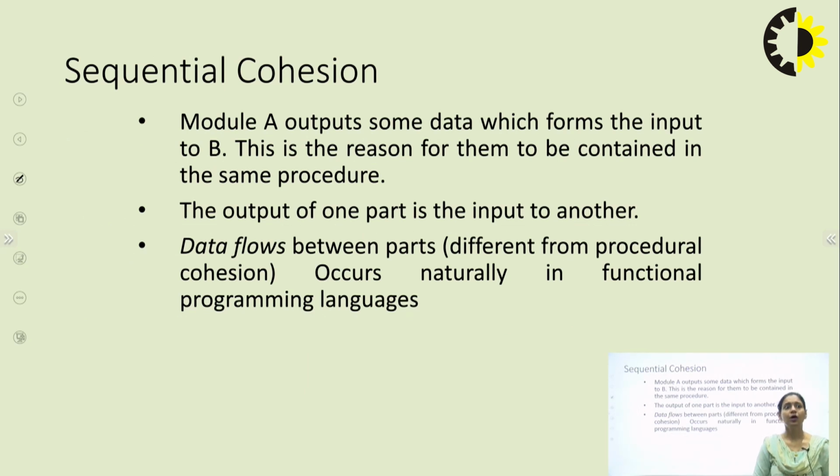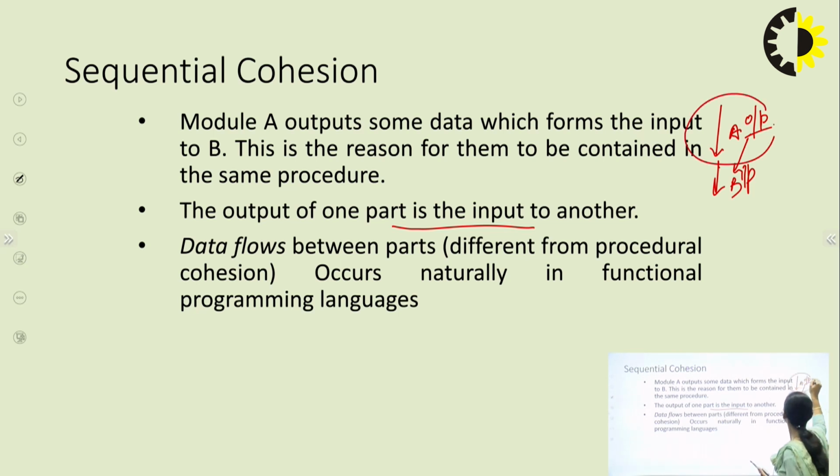Sequential cohesion: module A outputs some data which forms the input to B. So, that is in a sequential form, starting from module A moving to module B, as we have just seen in the figure previously. Here the output of one part is the input of another. So, in case a bug occurs over here in module A, then obviously it will affect module B, because whatever output we got in module A serves as the input in module B.